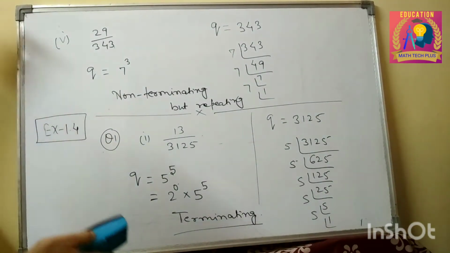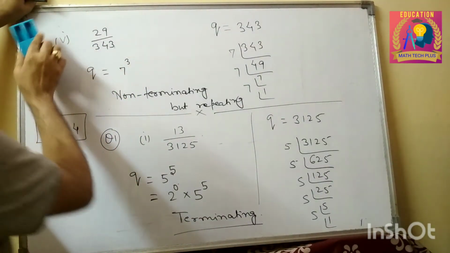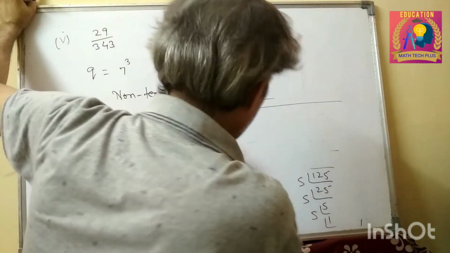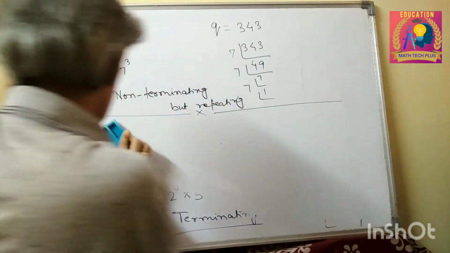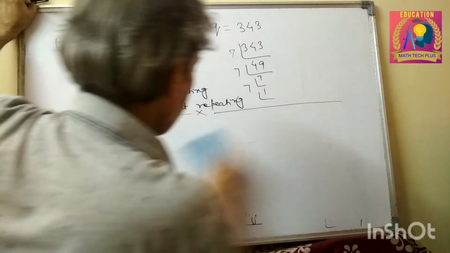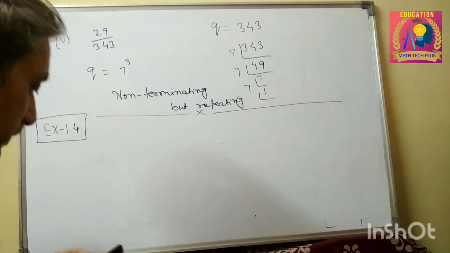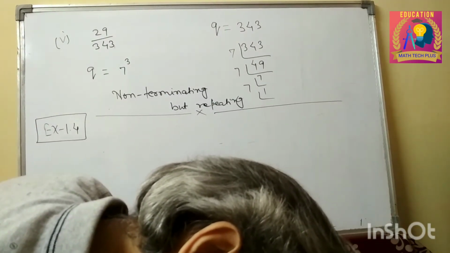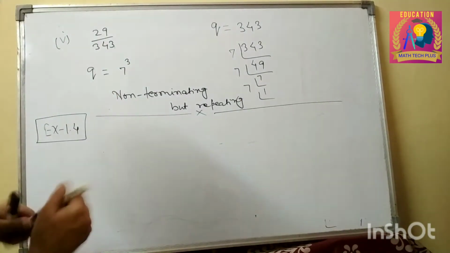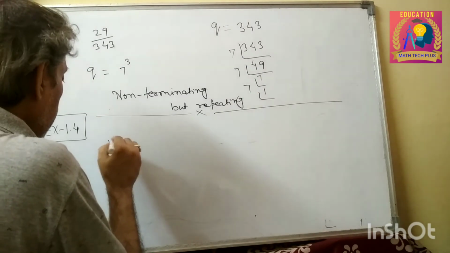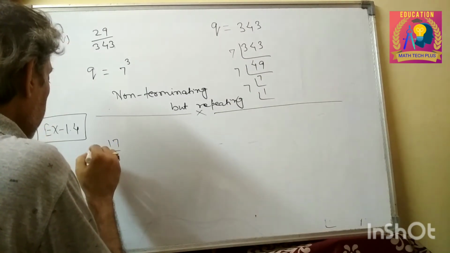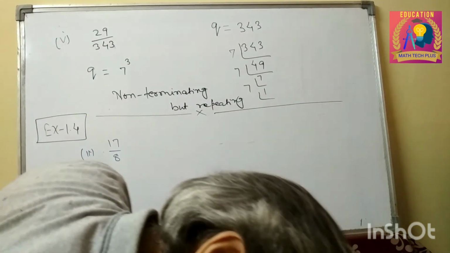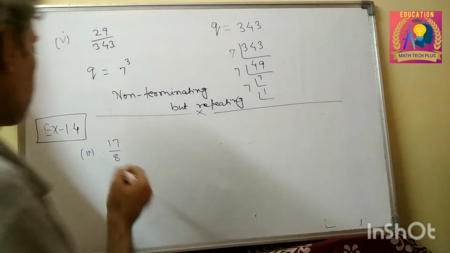So how to do this? Let me solve one of them. For example, take this one, 17 upon 8. Let's say with 17 upon 8. This is the second part, I think. Question number 1, part 2.